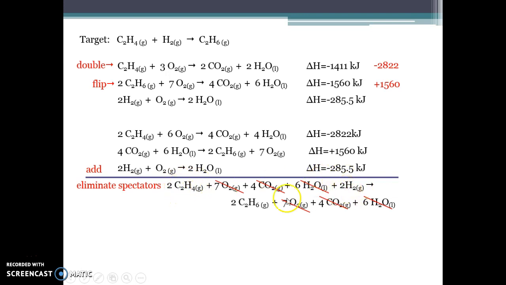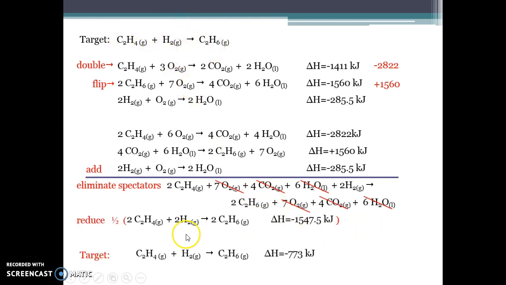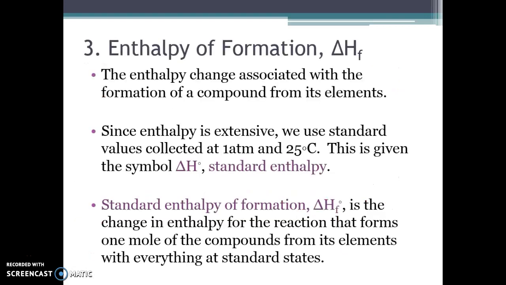2C2H4 plus 2H2 yields 2C2H6. And then all I did was add these numbers up to give me that final value. So I added the negative 2822, the positive 1560, and the negative 285.5. But this reaction is double what I need for my target reaction. So I'm going to cut it in half, reduce it by 2. I get a target with a value of 773. All right, so there is an example of Hess's law.